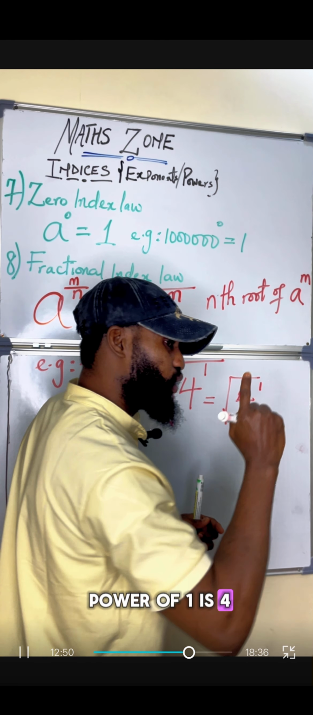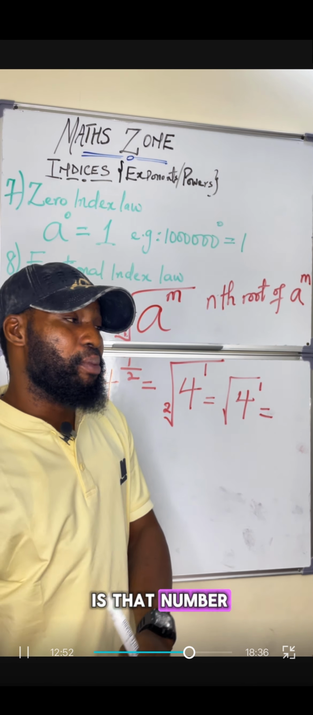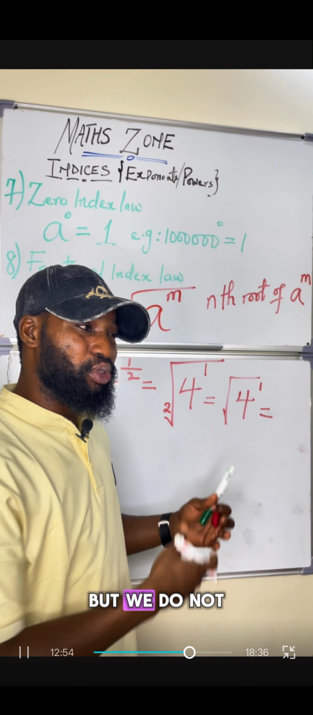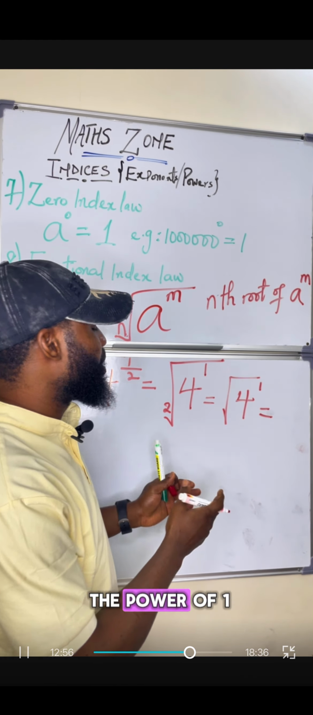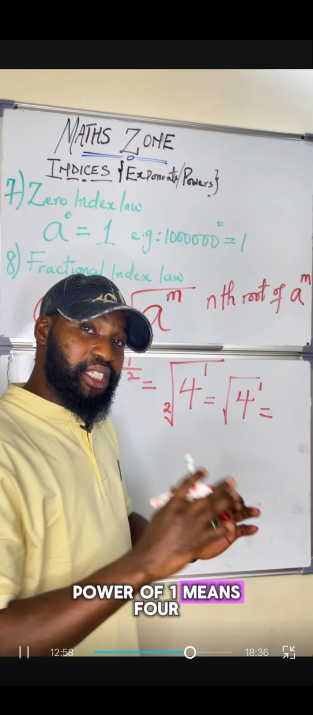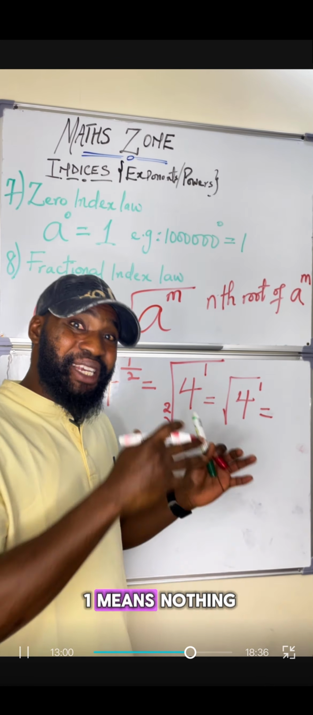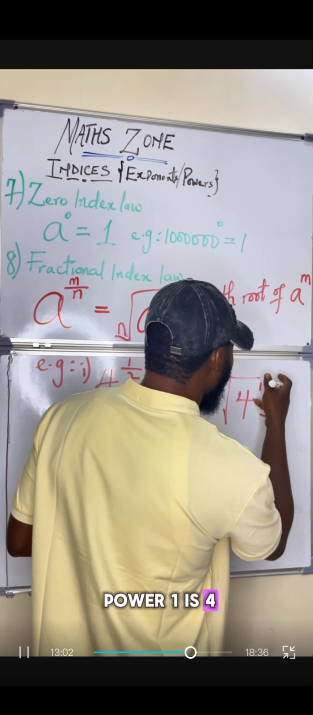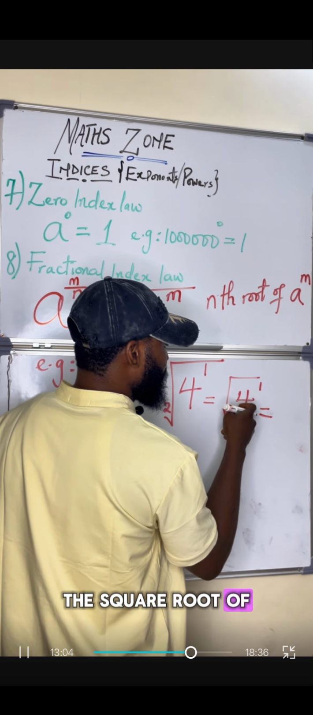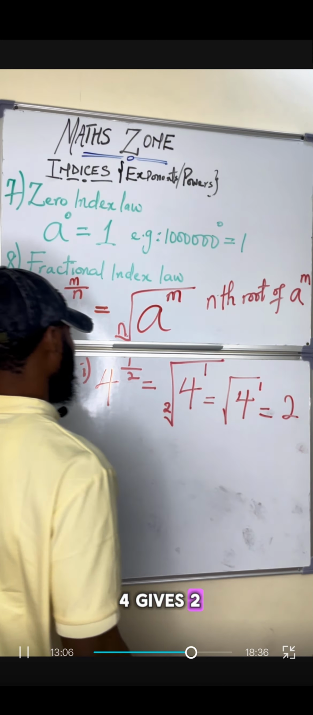So we know that in this case, the square root of 4, of course, 4 raised to the power of 1 is 4. Any number raised to the power of 1 is that number. It's still one of the laws of indices, but we do not really include it. So 4 raised to the power 1 means 4. So what is the square root of 4? The square root of 4 gives 2.